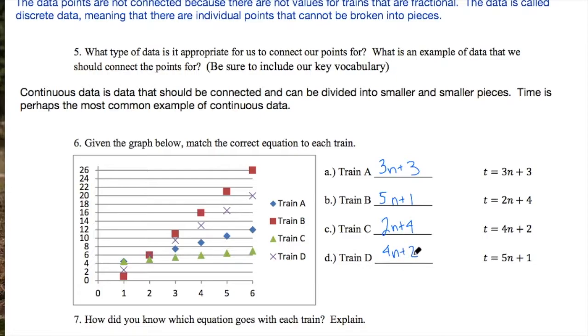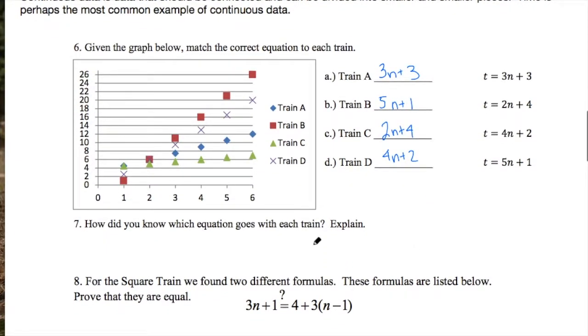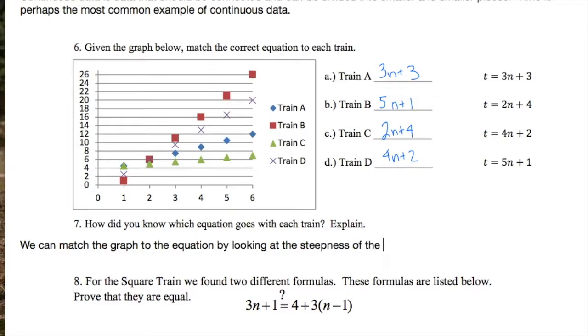So again, new formulas, new equations, we can match them based off of the coefficients to see which one is the steepest. That's what we just said: we can match the graph to the equation by looking at the steepness of the graph and matching it to the highest value of the coefficient, and so forth.